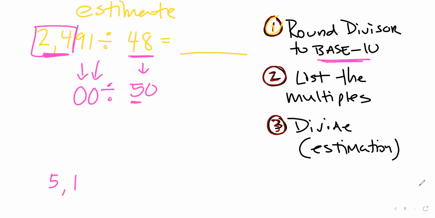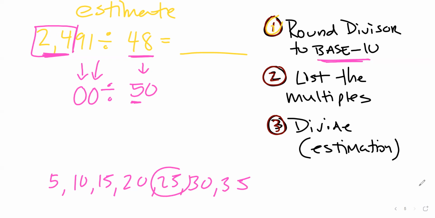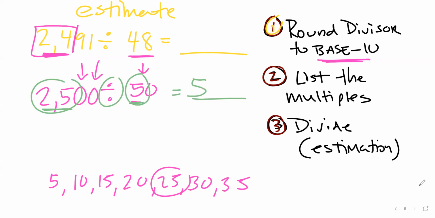So if I think about that, it's 5, 10, 15, 20, 25, 30, 35. Oh, wait, 25. So instead of 2,491, if I round this to 2,500 and I divide it by 50, now I can do, again, our math. I'm going to underline the non-zeros and divide. So 25 divided by 5 is 5. And then I'm going to match those zeros. So this 0 matches this 0. This 0 doesn't have a match, so I give it to the quotient. And there's my answer. The answer is about 50.